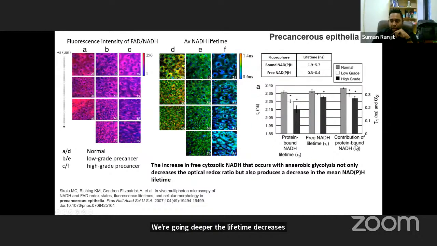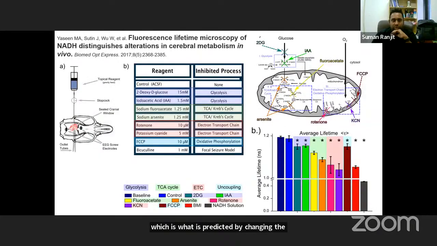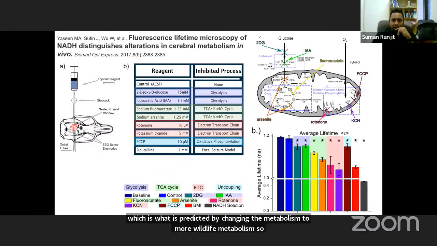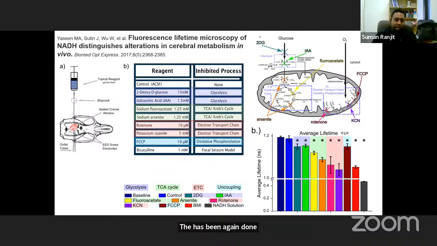And if you look at the contribution of protein-bound, so alpha 2 here, because it's a bi-exponential fit, you can start seeing a decrease in the amount of bound NADH in the cells. So it's becoming more and more free, more and more glycolytic, which is what is predicted by changing the metabolism to more Warburg-like metabolism.